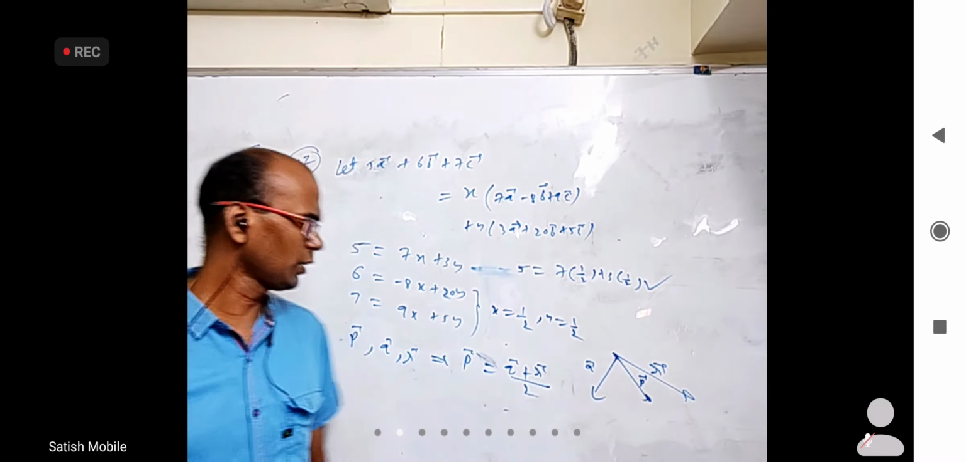And another thing is, if p bar, q bar, r bar really have to form a triangle, I told you four conditions. What is that? Either p plus q should be r, or q plus r should be p, or r plus p should be q, or p plus q plus r should be 0 bar. But it's none of them. Okay, right?